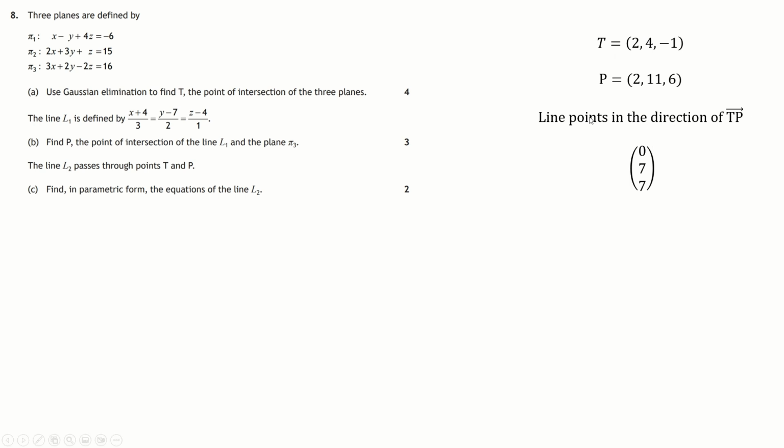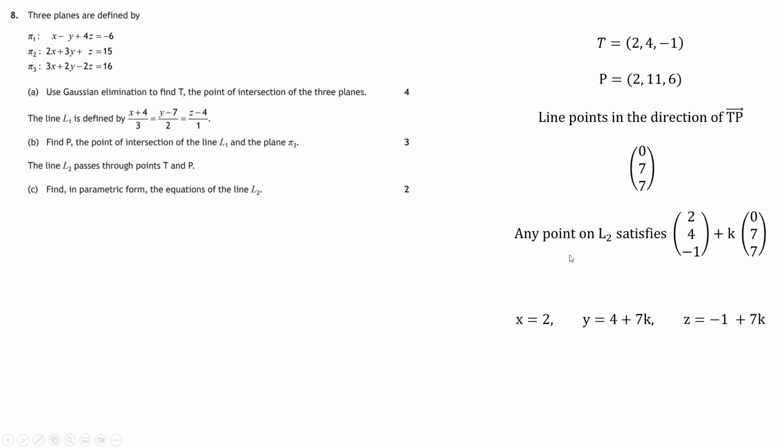And then any point on L2 will just be a point on the line L2 plus some multiple of this direction vector. So you can use any point on L2, but I'll just use T. So any point on L2 satisfies (2, 4, minus 1) plus some multiple, where k is just a real number, of (0, 7, 7). So that means you can write it in parametric form. So x equals 2, y equals 4 plus 7k, and z equals minus 1 plus 7k. That's about it.